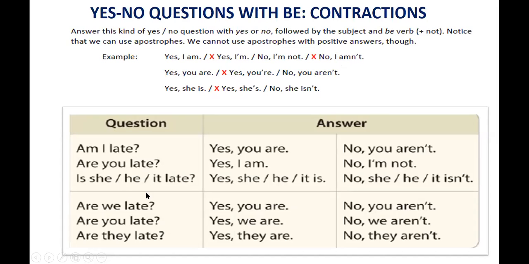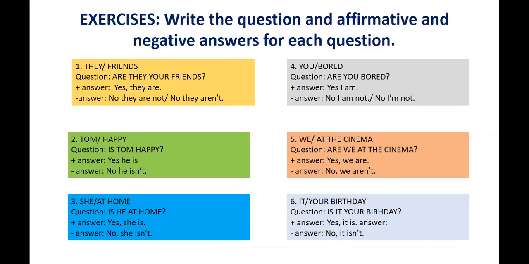Okay, what about the questions? Am I late? Yes, you are. No, you aren't. Are you late? Yes, I am. No, I'm not. Is she, he, it late? Yes, he, she, it is. No, she, he, it isn't. Are we late? Yes, you are. No, you aren't. Are you late? Yes, we are. No, we aren't.